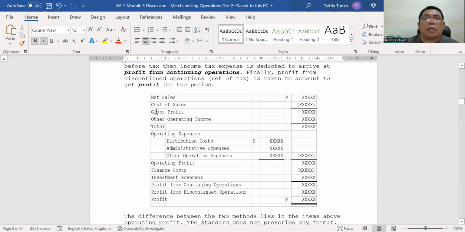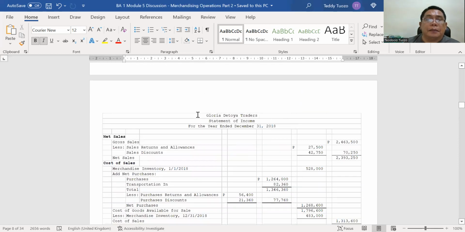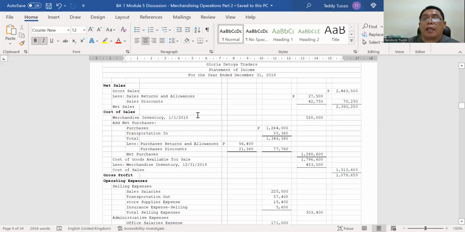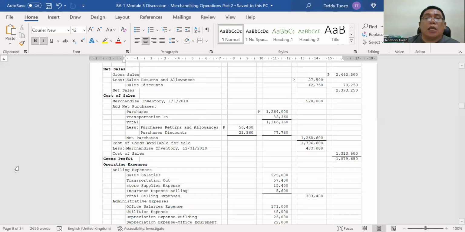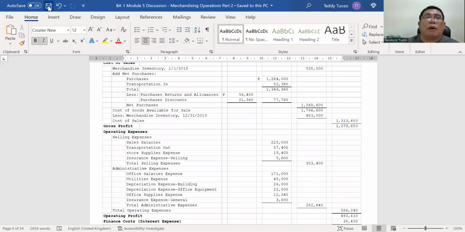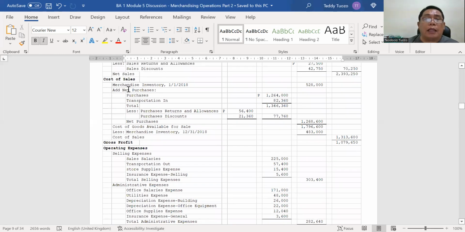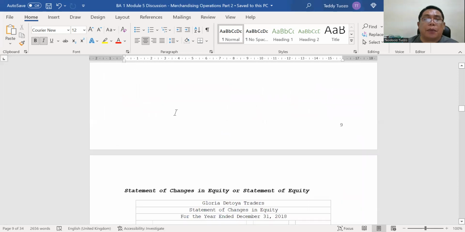So here, class, is the pro forma of the statement, but do not forget that net sales is computed as gross sales less sales returns and allowances and sales discounts before we arrive at net sales. I have here an example of the Toya Traders. You take note always how they are forwarded, how they are placed in the preparation of the accounts within the columns. It's very important.